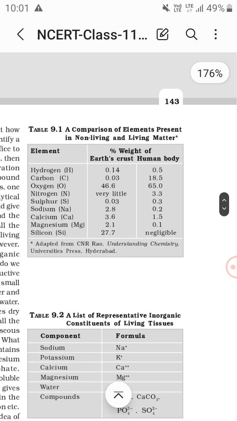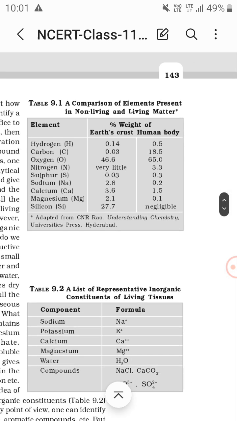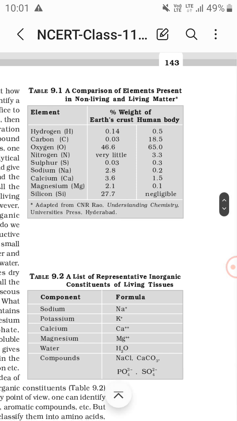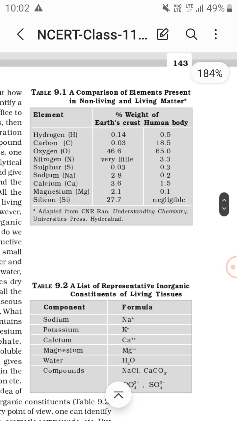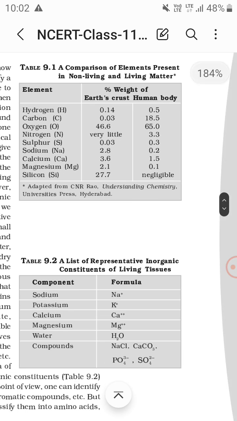So element percentage by weight in the earth's crust and the human body. Hydrogen, carbon, oxygen, nitrogen and sulfur are present more in the human body, while sodium, calcium, magnesium and silicon are present more in the earth's crust. Silicon is negligible in the human body, and nitrogen is very little in the earth's crust.